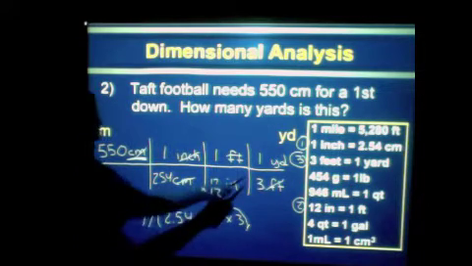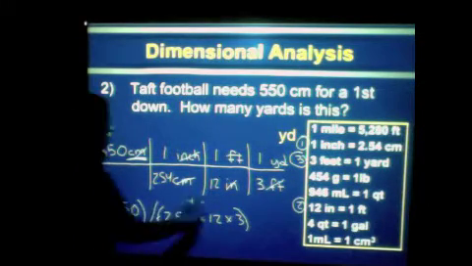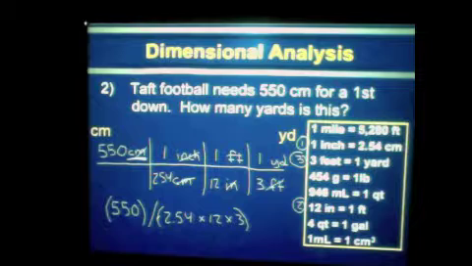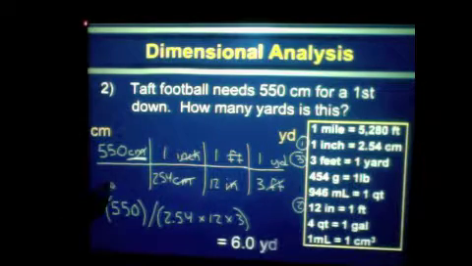Now when you have a bunch of numbers at the bottom here, you need to make sure you put them completely in parentheses. Now remember, with these, for the sig figs, you're only going to look at the initial number. So 550 has 2 sig figs. So calculate this and check your answer with mine. And you should get 6.0 yards.